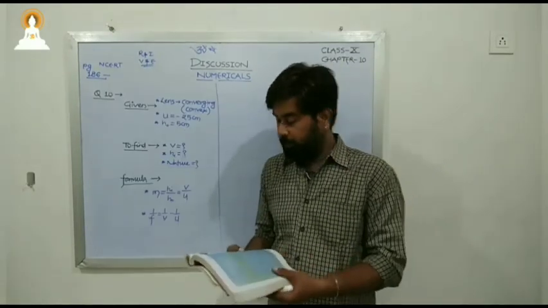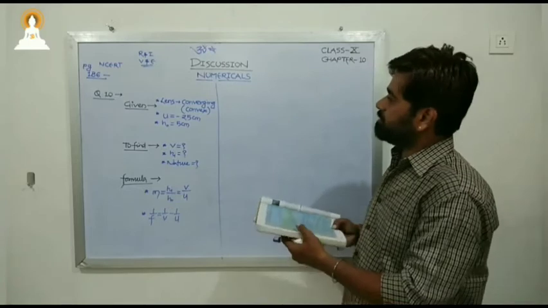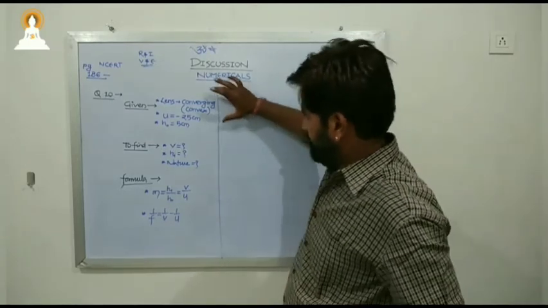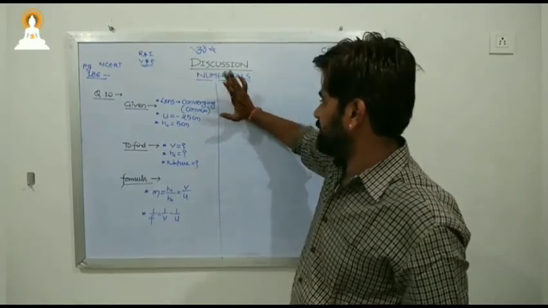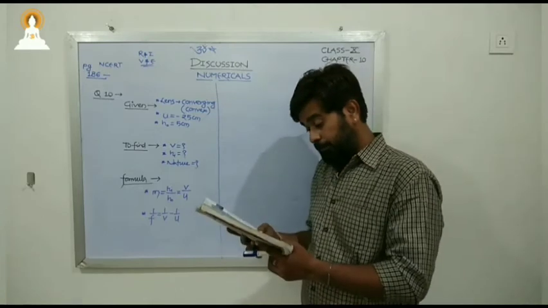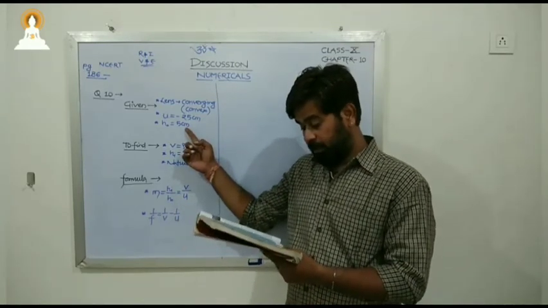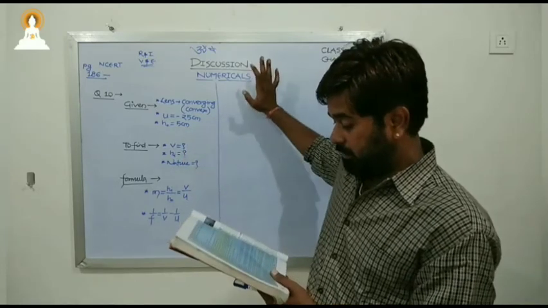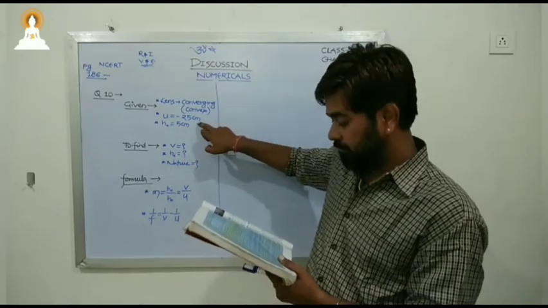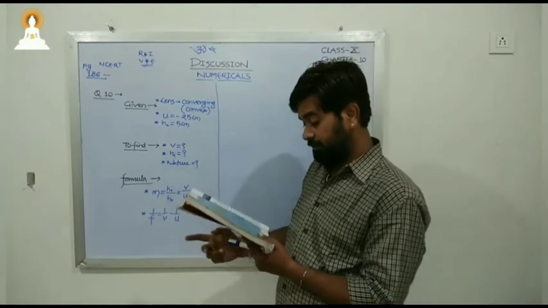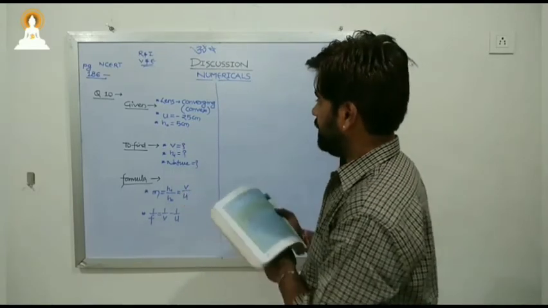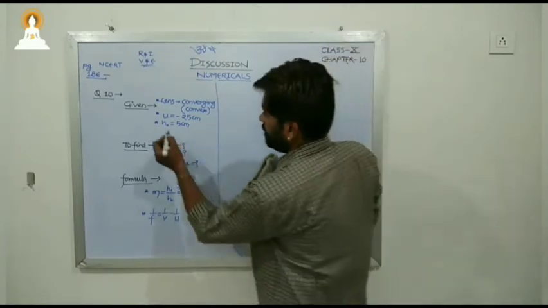Question number 10, in which they are saying that a lens which has a converging nature. Okay. Now they are asking: an object with a 5 cm height is held 25 cm away from a converging lens of focal length 10 cm. Okay. Now the focal length is also given, that is 10 cm.